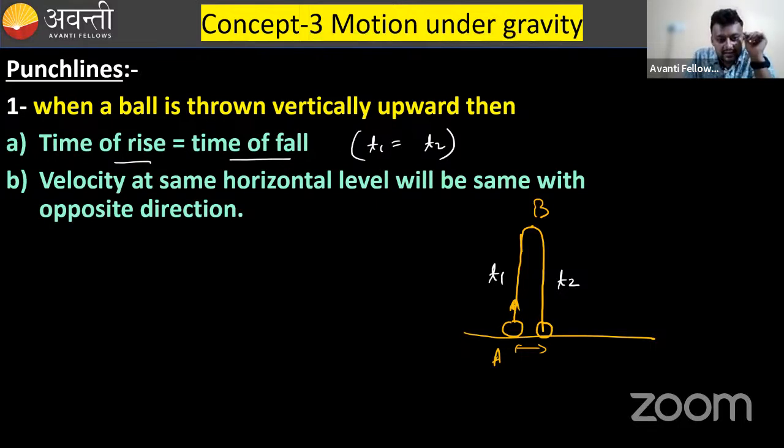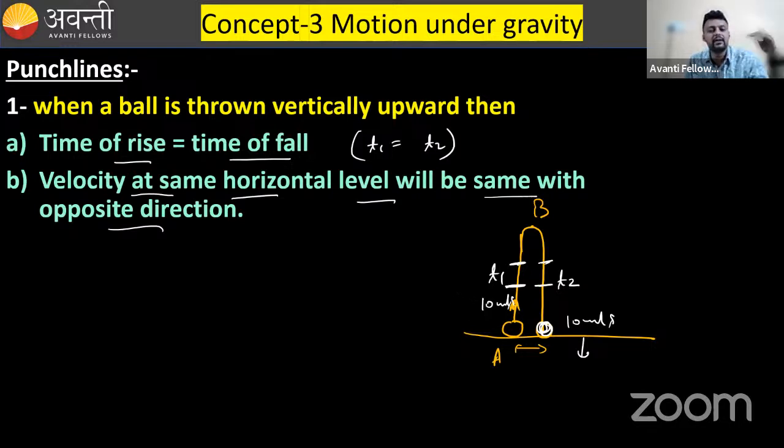Second thing is velocity at the same horizontal level will be same with opposite direction. That means, let's suppose I have told you that this is thrown with 10 meter per second. So at the same point, when it returns back, its velocity will be 10 meter per second, but in the downward direction. Similarly, at this point and this point, velocity will be same. At the same horizontal level, velocities will always be same. Is it clear? So these were the punchlines.